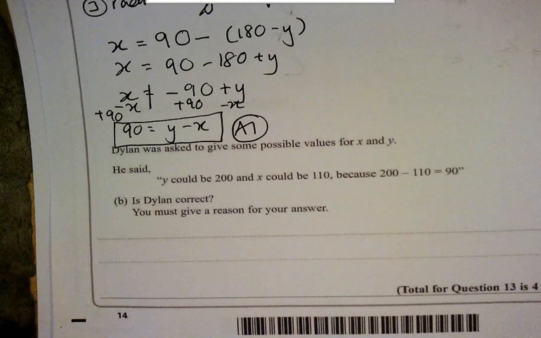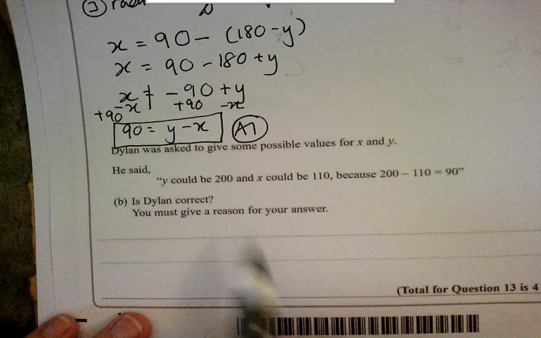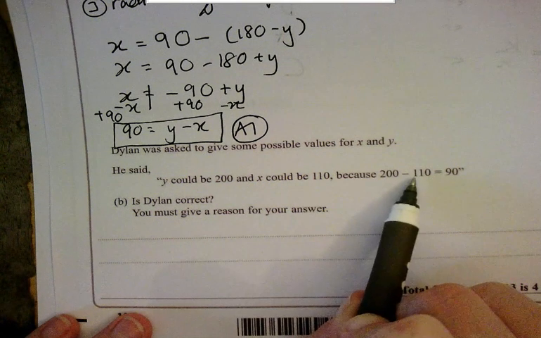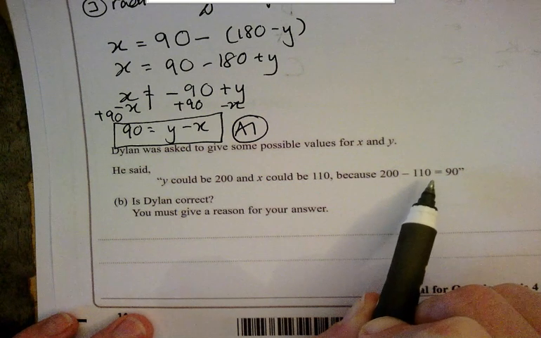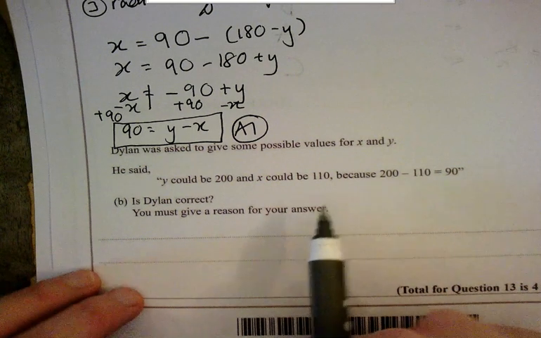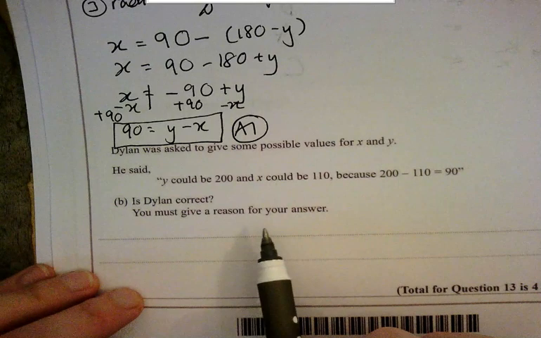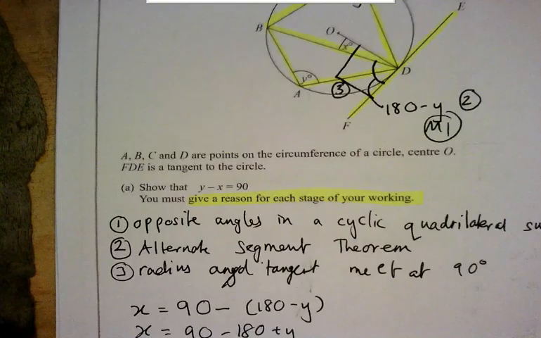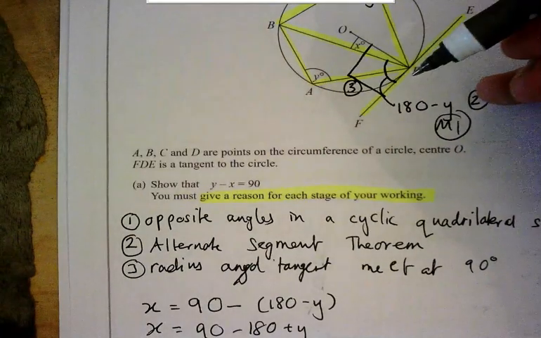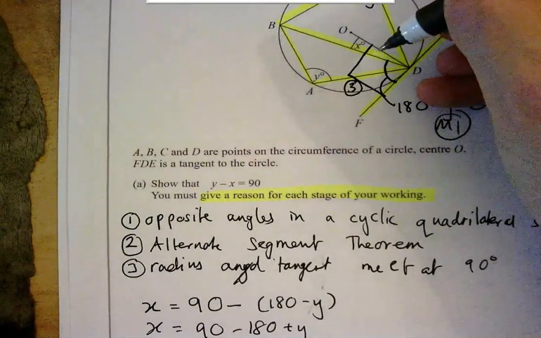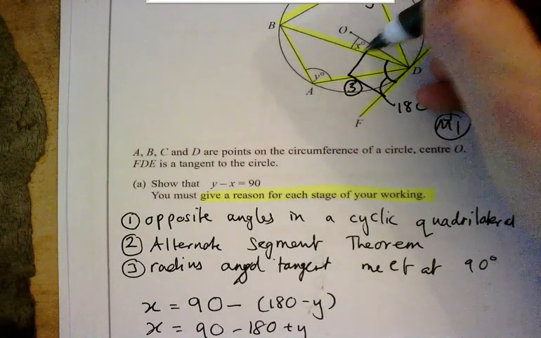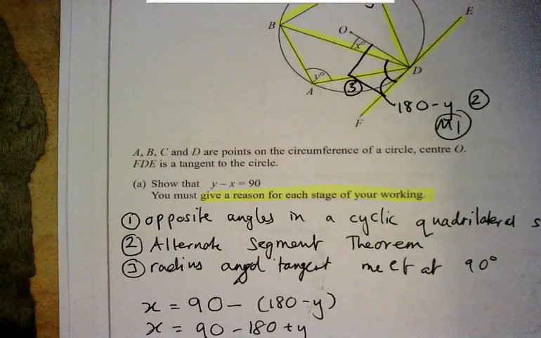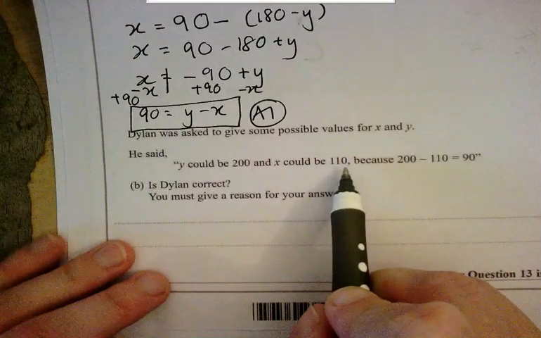Part B. Dylan was asked to give some possible values for x and y. He said y could be 200 and x could be 110 because 200 minus 110 equals 90. Is Dylan correct? You must give a reason for your answer. I can see that, especially for x, x needs to be less than 90 because this whole angle is 90. So x needs to be less than 90. So 110 for x cannot be right.